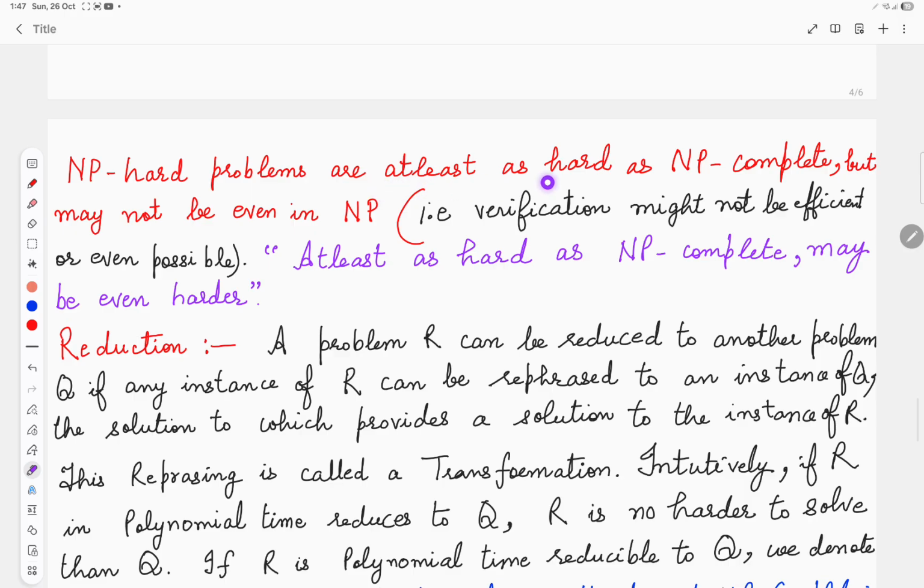NP hard problems are at least as hard as NP complete, but may not even be in NP. So they cannot be in the NP class, but NP hard problems are at least as hard as NP complete. That is, verification might not be efficient or even possible. So at least as hard as NP complete, maybe even harder. This is what I am talking about with the NP hard problems.